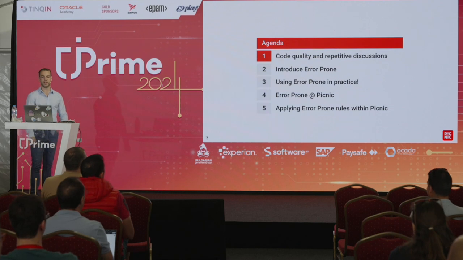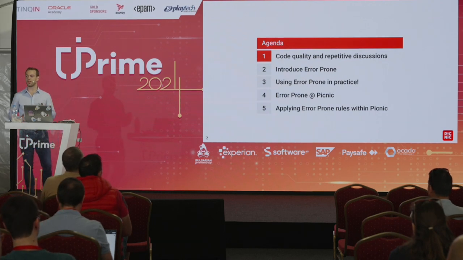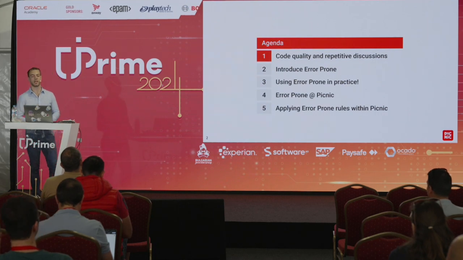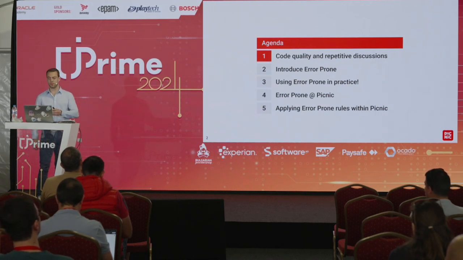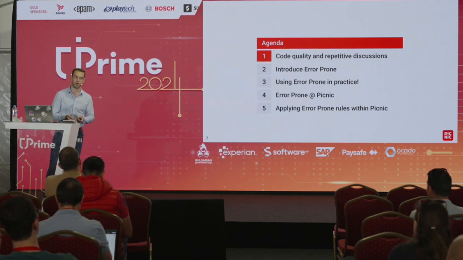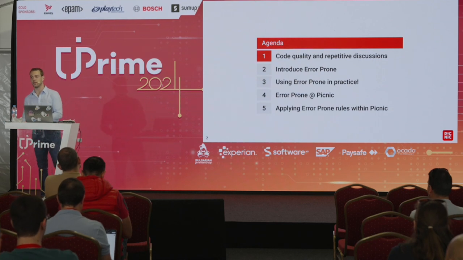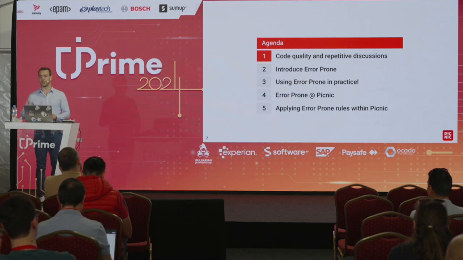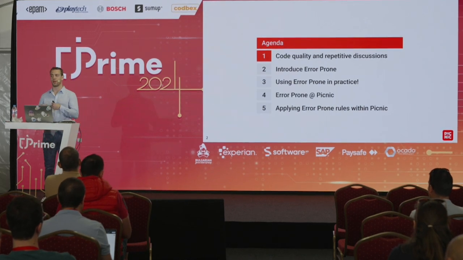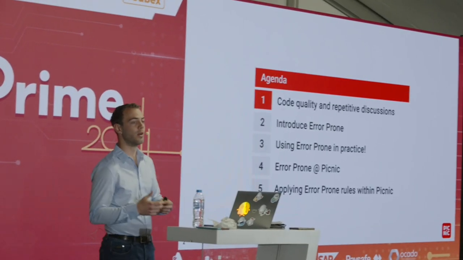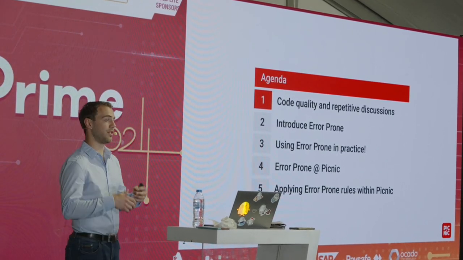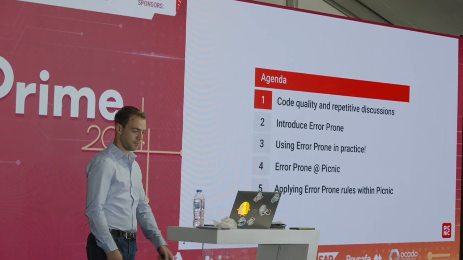First, a little agenda. First, I will tell a bit more about the code quality processes that we have and how we try to prevent a lot of repetitive discussions from happening. Then I will introduce to you Error Prone. After that, I will show how you can start introducing Error Prone in your company or within your team, because actually starting to use it can be a bit difficult. Then I will show you how we use Error Prone within Picnic. I will share some lessons that we learned while introducing it within our company. And last but not least, I will show you how we started applying many of the rules within Picnic.